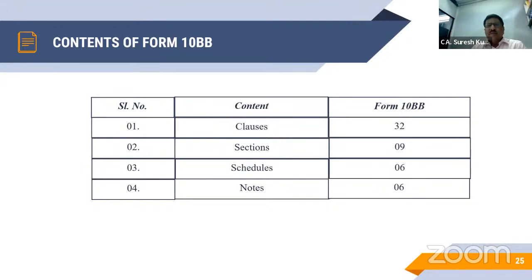There are 32 clauses, 9 sections, 6 schedules, and 6 notes. So when we see Form 10BB, we have to fill 32 clauses. It is divided into 9 sections, and we also have to fill up 6 schedules wherever applicable. And while filling the clauses, we have to refer to notes wherever marked in the clause itself. You refer to note 1 or note 2.